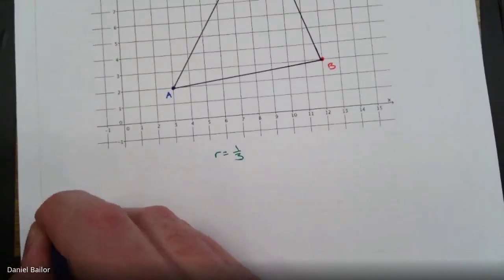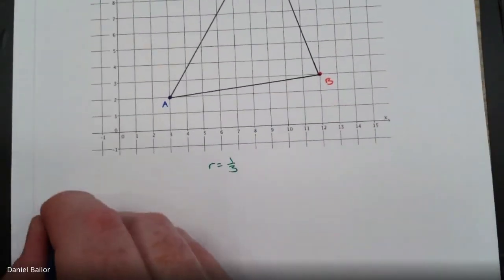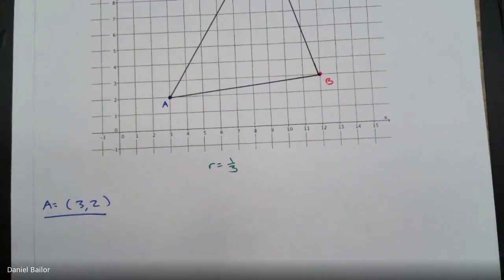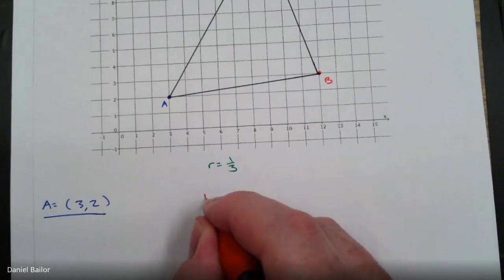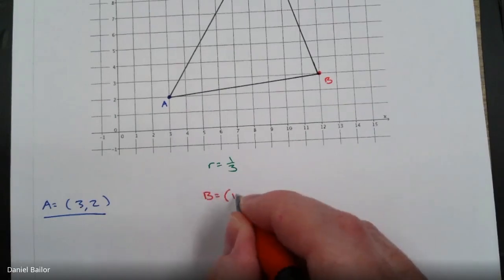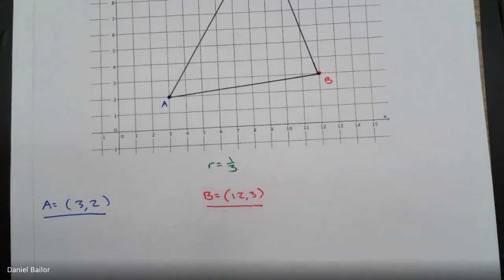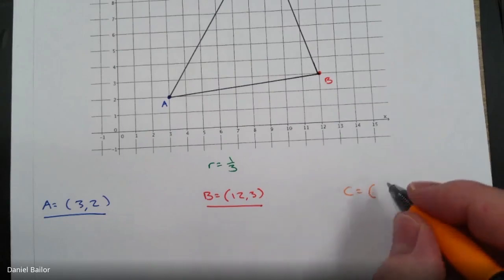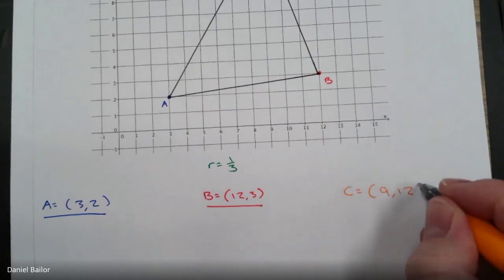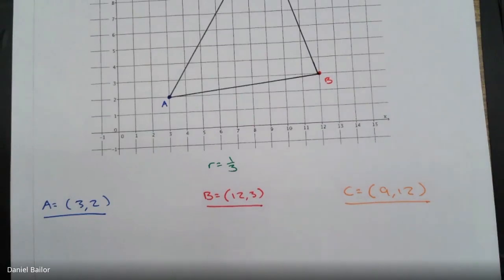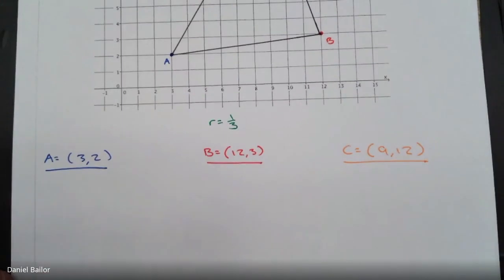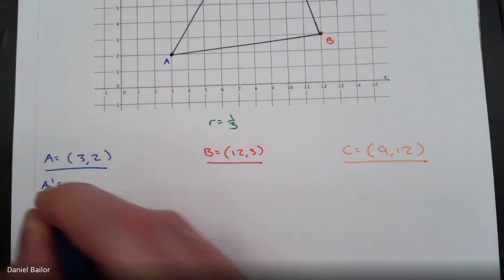So A, remember the coordinates for A, it says in the directions, 3, 2. Before the dilation, that's where A was. Before the dilation, B was 12, 3. And C before the dilation was 9, 12. Now I need to find all of those after the dilation. I need to find the prime coordinates. Let's start with A prime. And this is exactly what we've been doing all day.